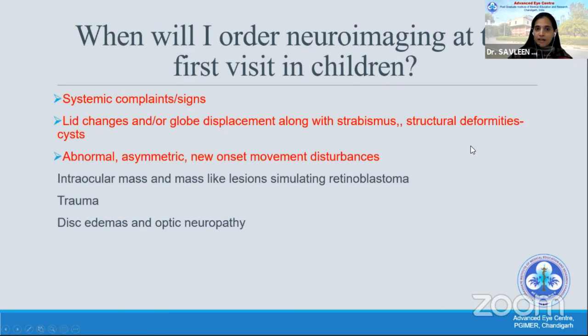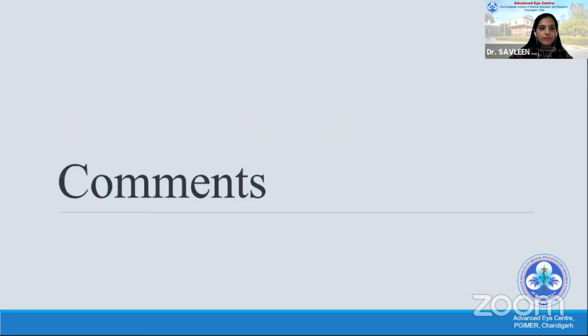So when would I order it in the first visit? If I have a systemic complaint or a systemic sign, neuroimaging in the first visit. Have any associated changes along with strabismus like lid changes or globe displacement, order in the first visit. You have new onset movement disturbances. You have pictures which were normal one day and sixth nerve palsy on the other day. Of course, I order, and not without a thorough ophthalmic examination.